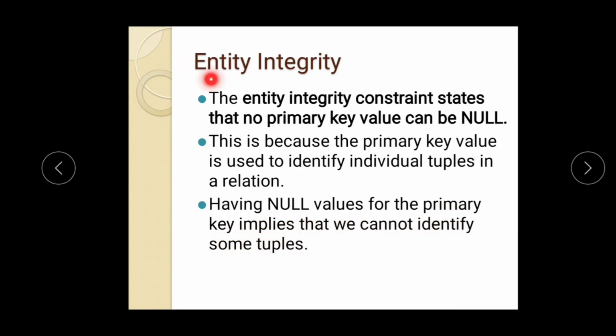If we have a null value in the primary key field, we will not be able to identify the record uniquely in a relation. Clear? So this is the concept of entity integrity constraint. We have talked about two constraints: the key constraint, and the second one, the entity integrity constraint. In the key constraint we talked about super key, candidate key and primary key.